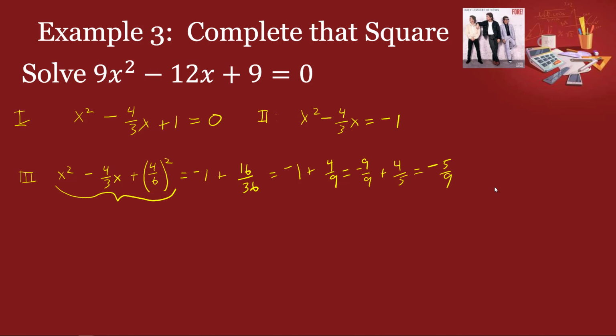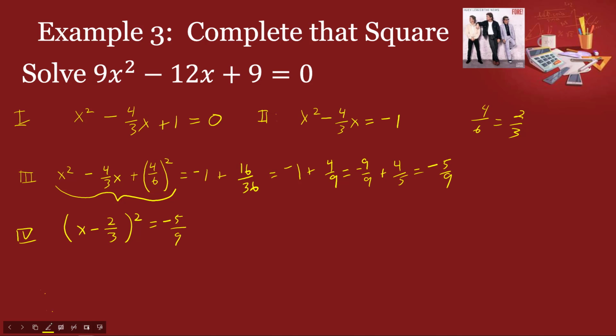Okay, so now here, this is a perfect square. And also notice that 4/6 is equal to 2/3. So we can actually write this in its perfect square representation, which will be x minus 2/3, simplifying here, the entire thing squared is equal to -5/9.